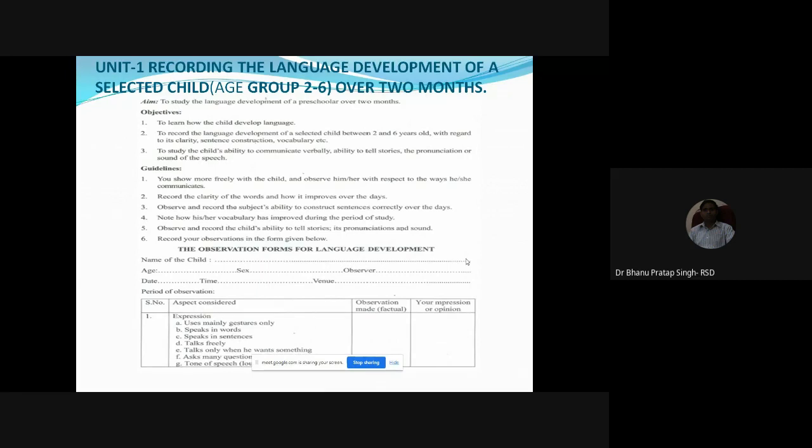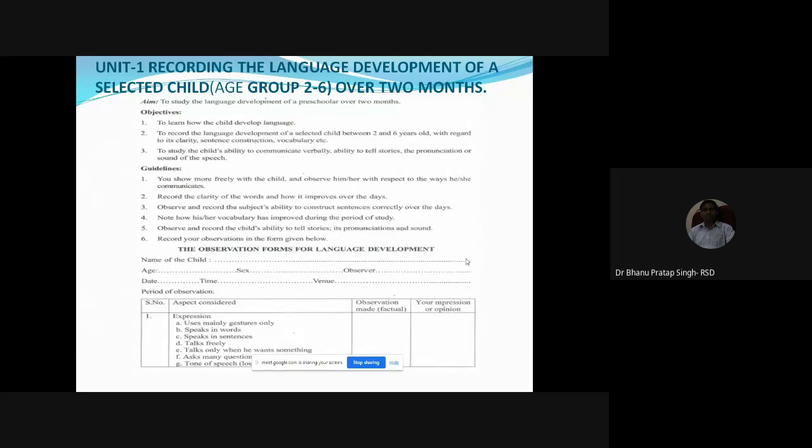The first objective is to learn how the child develops language; to record the language development of a selected child between 2 to 6 years old with regard to its clarity. Clarity means voice, sentence construction, and vocabulary also. Third is to study the child's ability to communicate verbally, ability to tell stories, and pronunciation or sound of the speech. So these are the three objectives. On these objectives, you have to do your study.